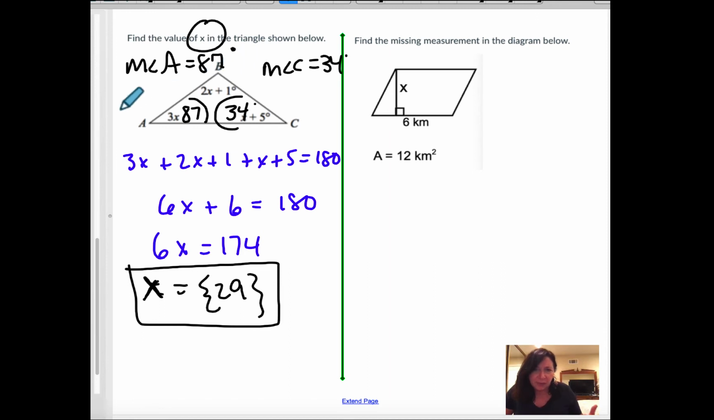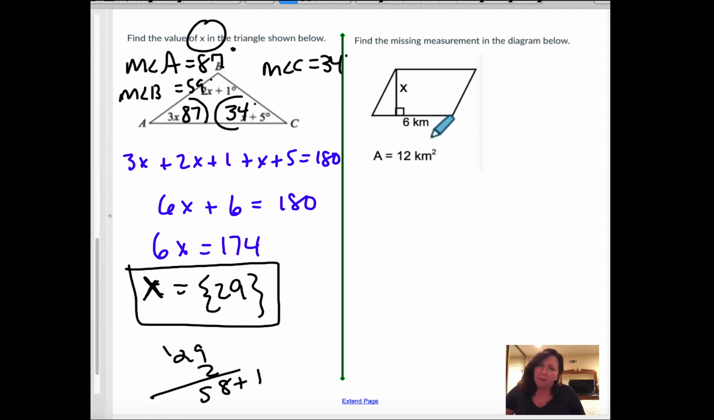Lastly, this is B up here, and you would say the measure of angle B is equal to 29 times 2, right? That's going to be 58, and then you're going to add 1, so that's 59 degrees. So you'd say that's 59 degrees.